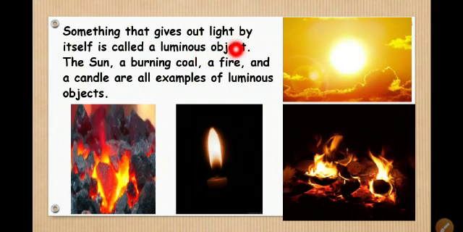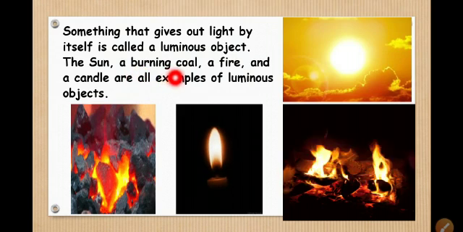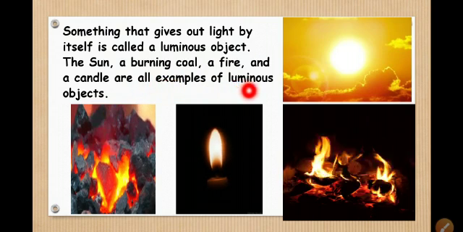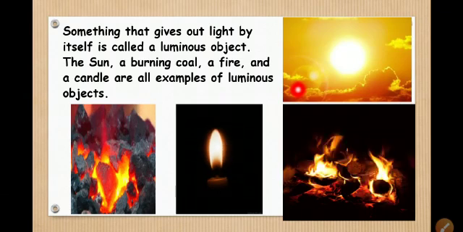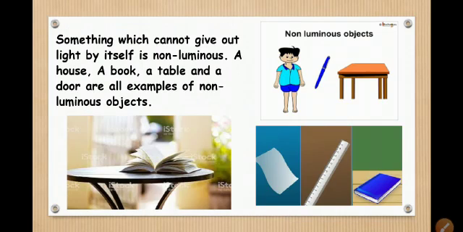Something that gives out light by itself is called a luminous object. The sun, a burning coal, a fire, and a candle are all examples of luminous objects. So here you can see these are all luminous objects. Sun, fire and burning candle, they give us their own light. Something which cannot give out light by itself is non-luminous. A house, a book, a table and a door are all examples of non-luminous objects.